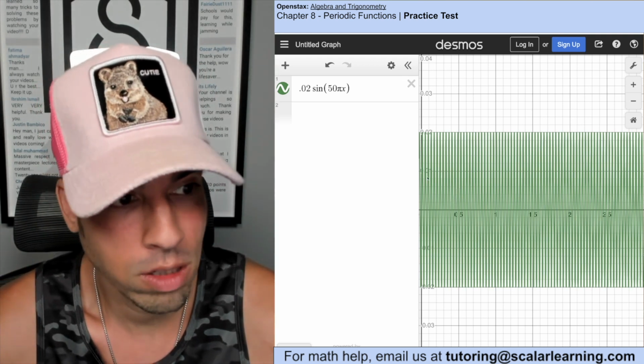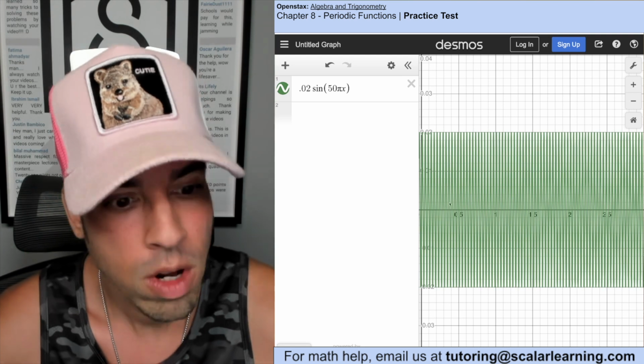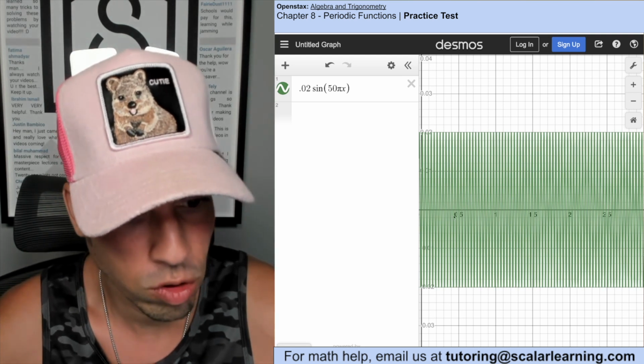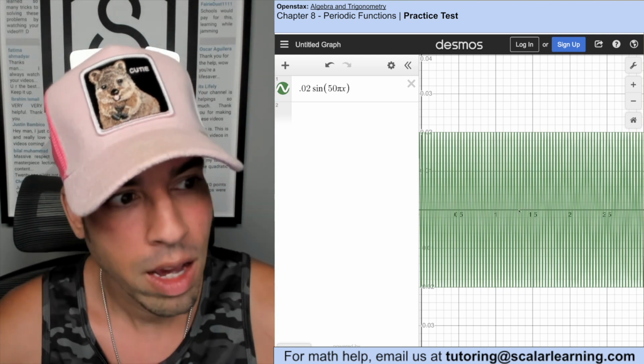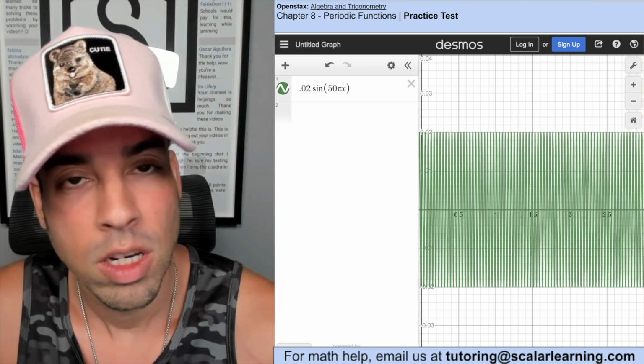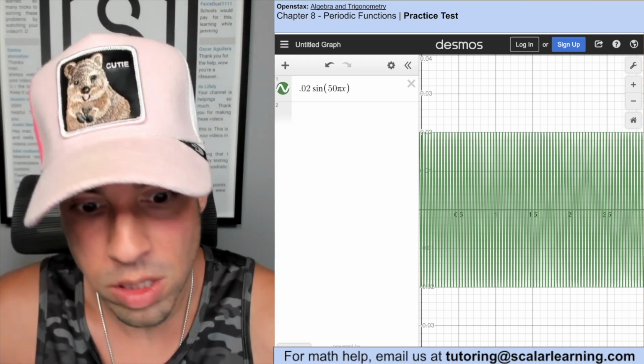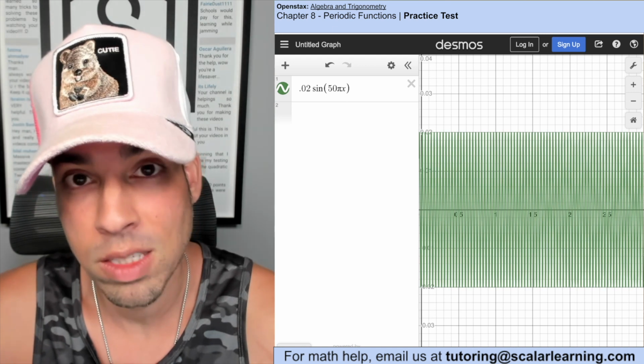It's the same function. It still has this amplitude of 0.02, right? Going up 0.02, down 0.02, still a center line or midline at y equals 0. So that's all. You're just seeing more periods, more cycles because it's a bigger domain. So that explains it. Boom, done.